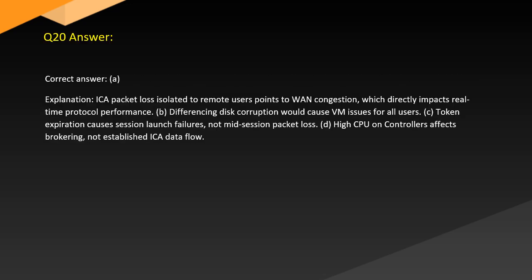Answer. Correct answer, A. Explanation. ICA packet loss isolated to remote users points to WAN congestion, which directly impacts real-time protocol performance. B. Differencing disk corruption would cause VM issues for all users. C. Token expiration causes session launch failures, not mid-session packet loss. D. High CPU on controllers affects brokering, not established ICA data flow.